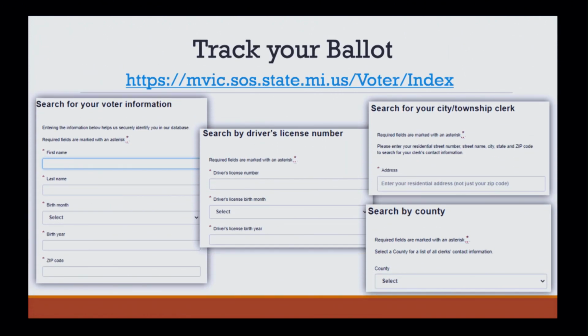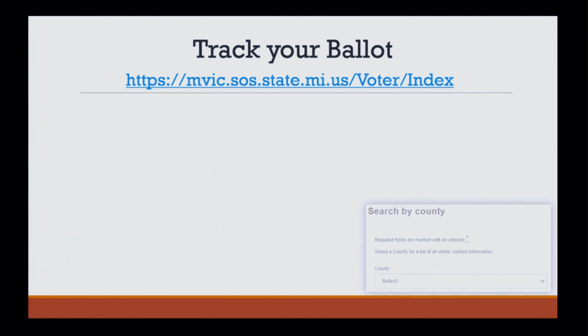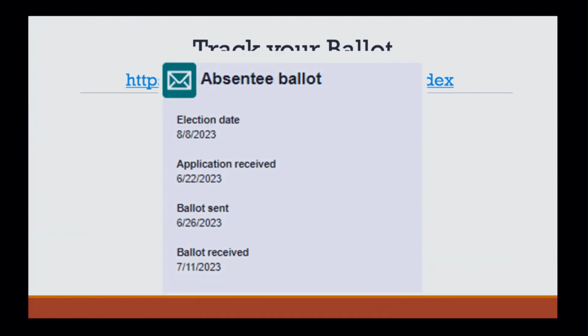So you can track your ballot at the Michigan Voter Information Center website. You can insert your name, birth month and year, driver's license number, your address or your county, and you'll be able to see your ballot and where it's being tracked. So you'll be able to see the election date, when your application was received, and when your ballot was sent and received.